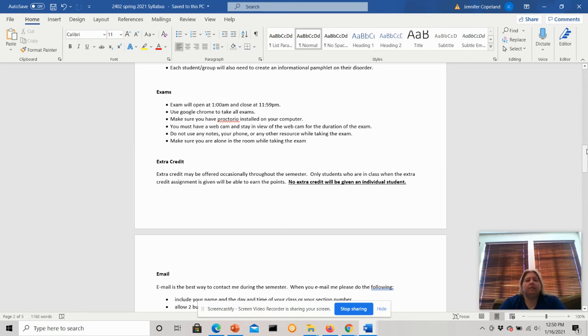So exams. Exams are going to open at 1 a.m. and close at 11:59 p.m. You need to have Google Chrome in order to take your exam. And Proctorio is going to have to be installed on your computer. We find Proctorio.